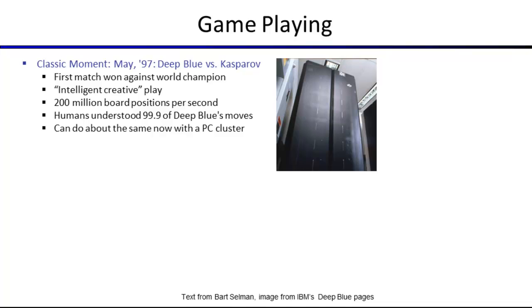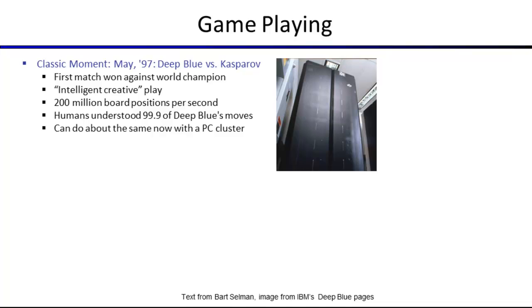It could do, at the time, which is the late 90s, 200 million board positions per second. Evaluate them, compute some score for those positions, and based on that decide how desirable that position is. A very different way of reasoning about chess than humans do. At least we think so, that humans don't really think about 200 million board positions per second.